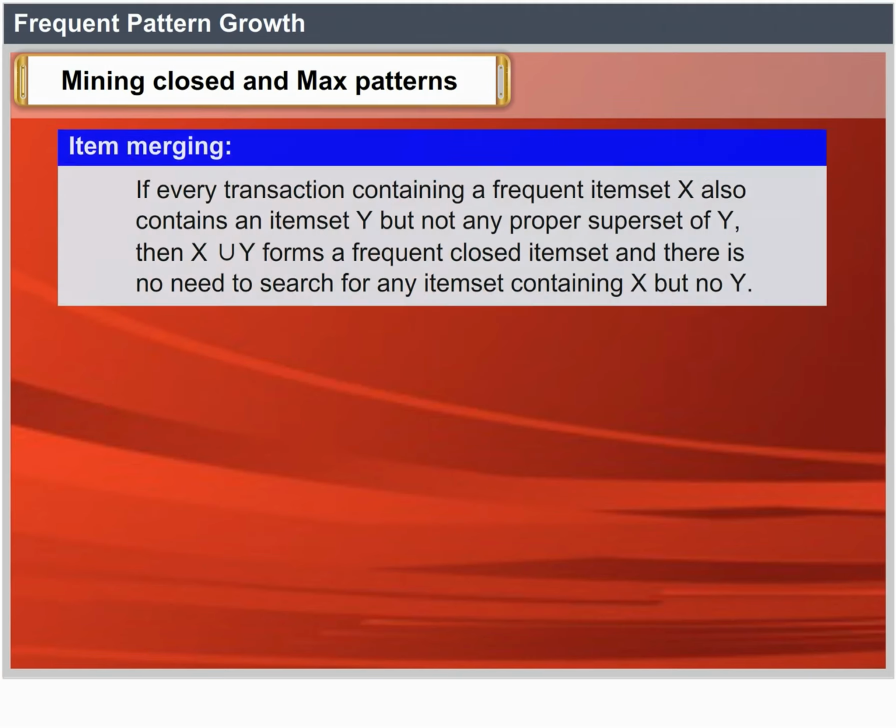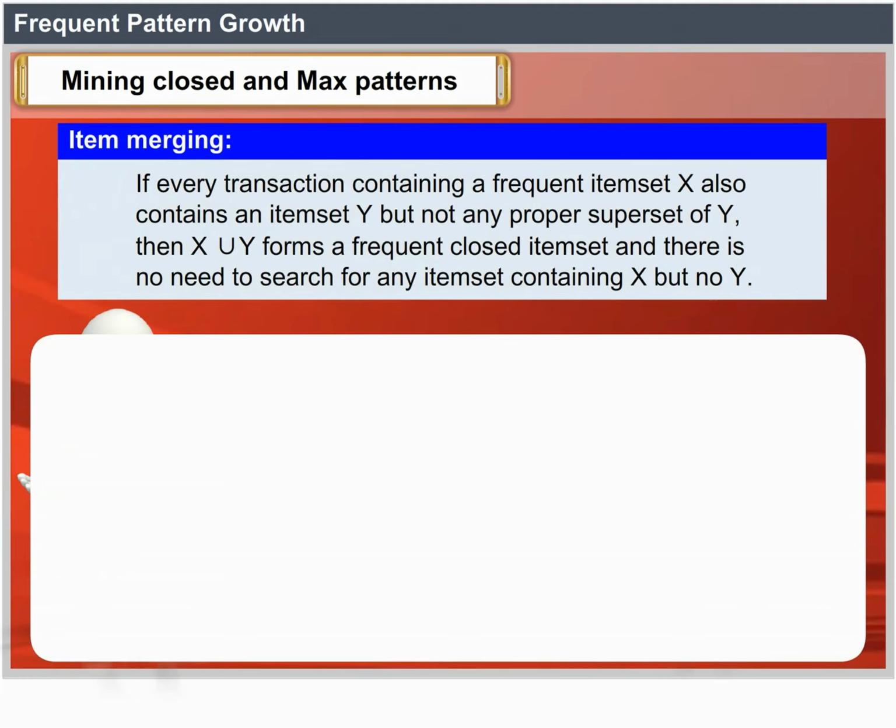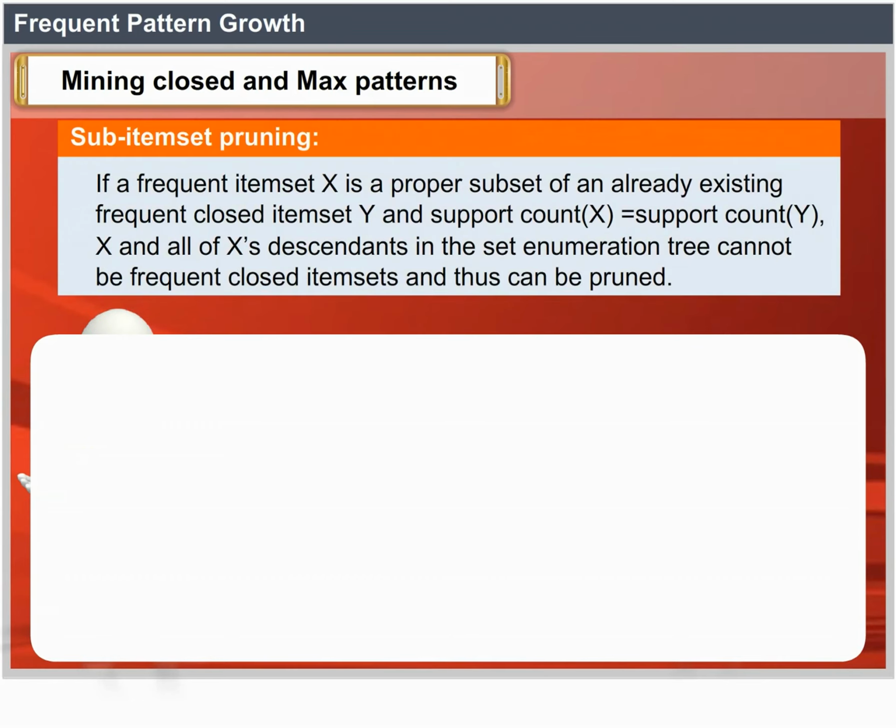Item merging: if every transaction containing the frequent item set X also contains an item set Y, but not any proper superset of Y, then X union Y forms a frequent closed item set and there is no need to search for any item set containing X but no Y. Sub-item set pruning: if a frequent item set X is a proper subset of an already found frequent closed item set Y and support count of X equals support count of Y, then X and all of X's descendants in the set enumeration tree cannot be frequent closed item sets and thus can be pruned.